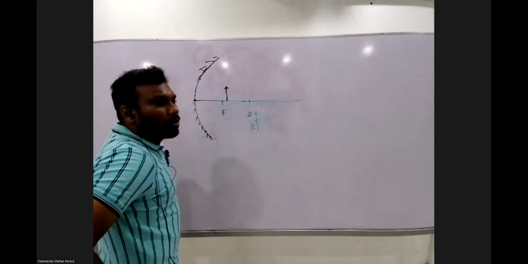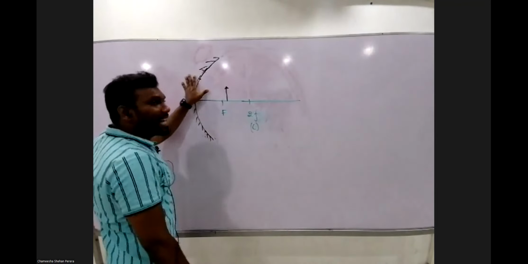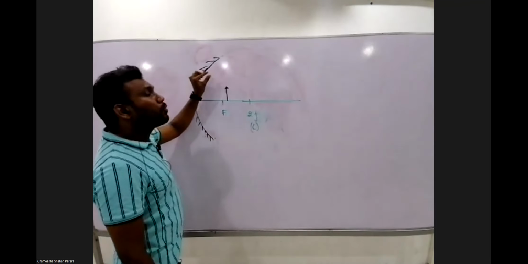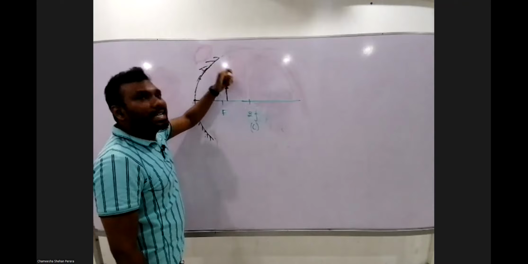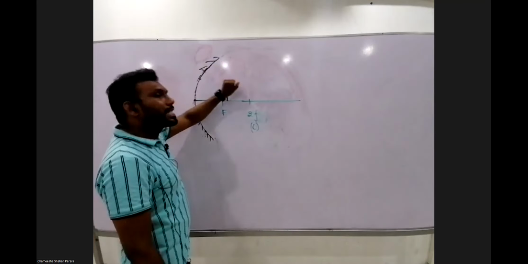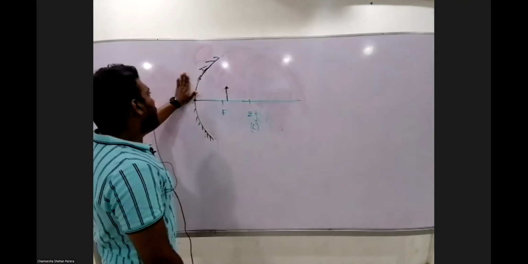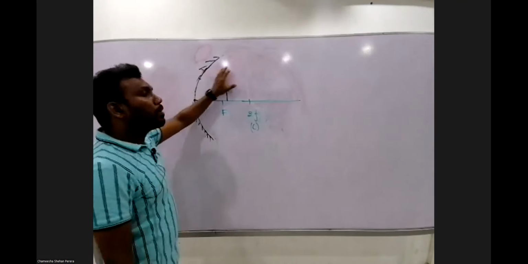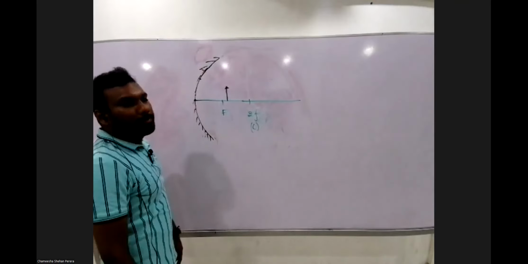So what would you be doing? You would be considering two light rays coming from the object towards the concave mirror, and the place where the two reflected rays of those incident rays meet together, that's the place where the image is formed.